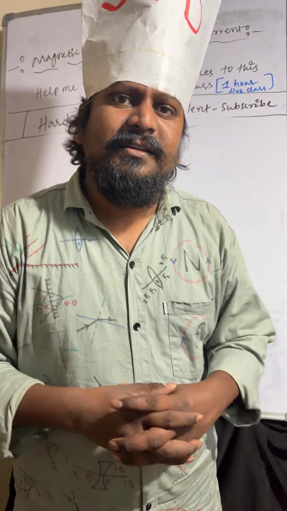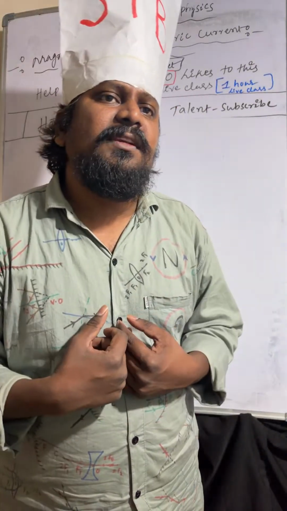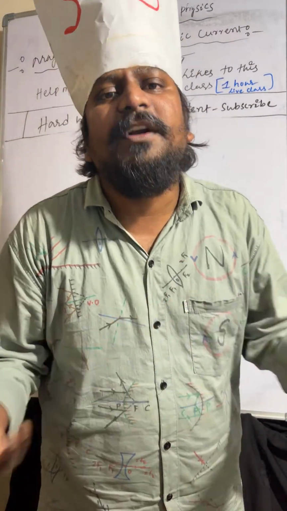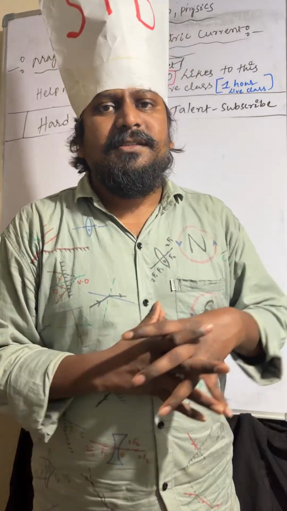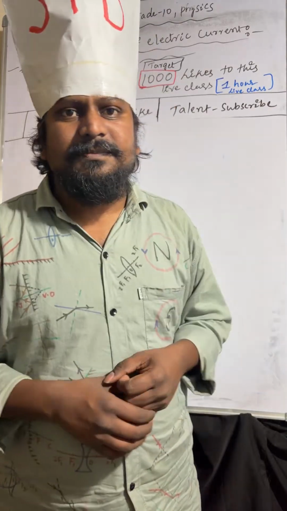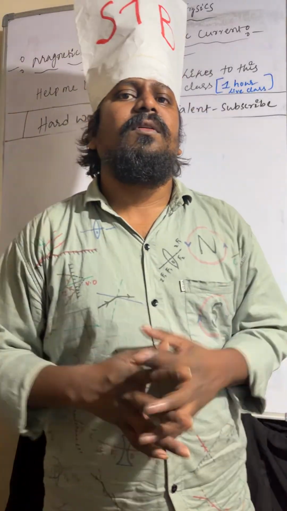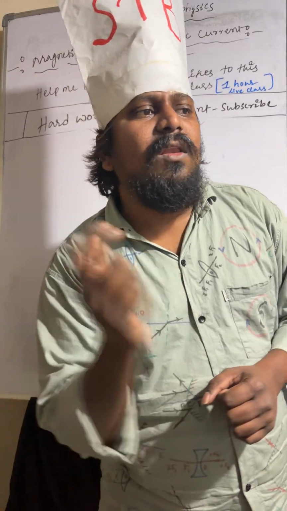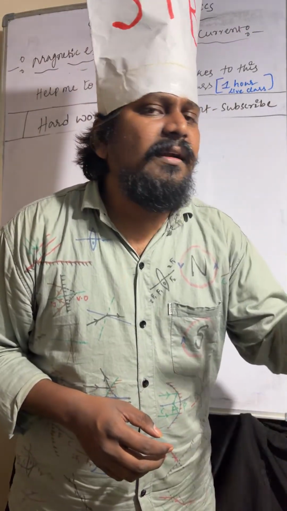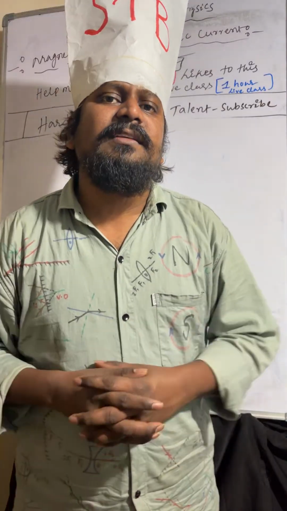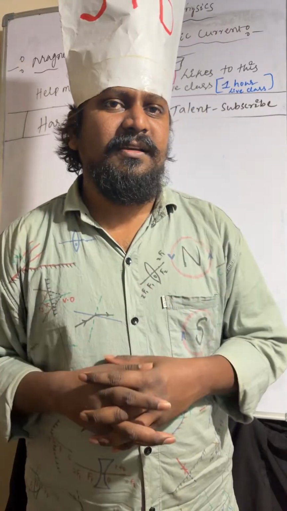So what is a magnet? The substance which has the property of attracting magnetic material is a magnet. Magnetite or lodestone is called a natural magnet.